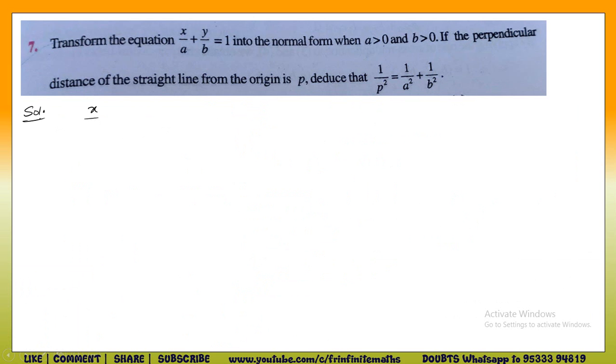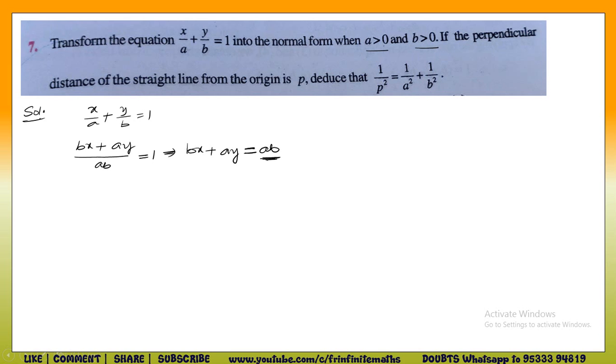So what he has given is x by a plus y by b is equal to 1. First of all we are going to convert this into the standard form of line equation. So we can write it as bx plus ay by ab. How is this obtained? By taking the LCM. So from this I can write bx plus ay is equal to ab. Since a is greater than 0 and b is greater than 0, a into b is also positive. That means it is taken as bx plus ay is equal to ab.